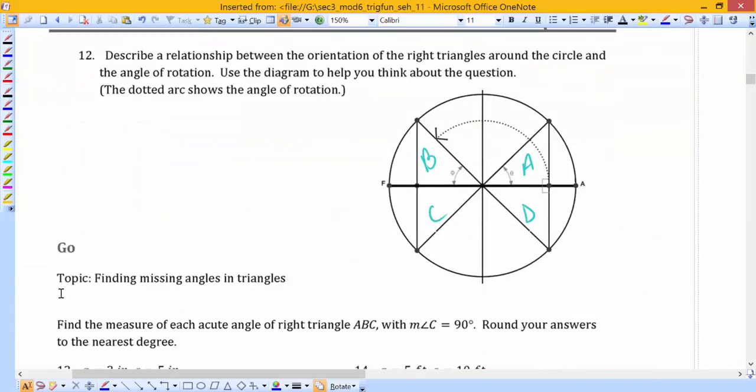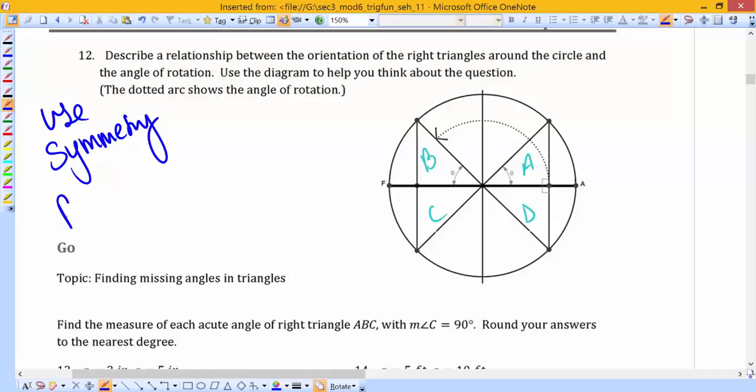For number 12, it's asking you to describe the relationship between the orientation of the triangles, the right triangles, around the circle. Use what we did on the unit circle. So you want to think about the symmetry. Okay, you want to think about reflections, maybe some rotations. So think about the symmetry that we used to create our unit circle.